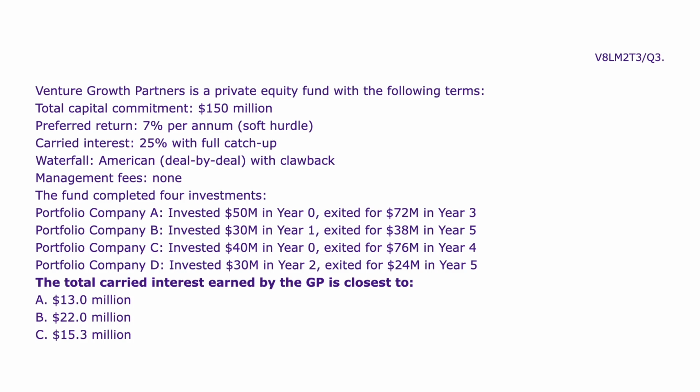The total carried interest earned by the GP is closest to A. $13.00 million, B. $22.0 million, C. $15.3 million.